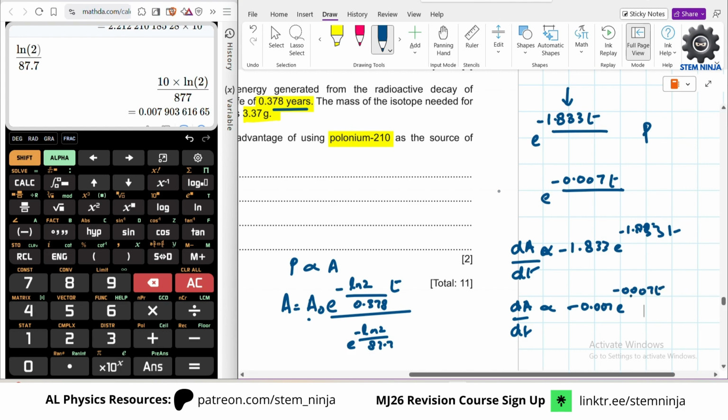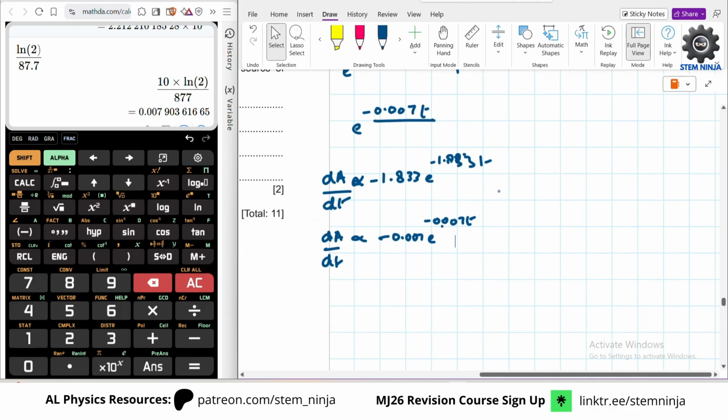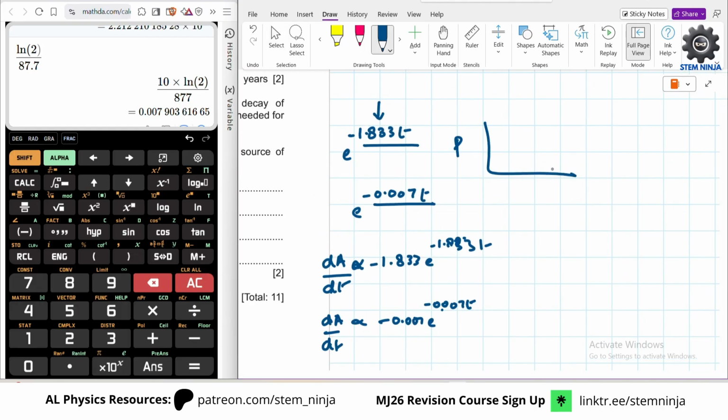Now, why does it matter? Because the graph is changing this way. So this constant changes the graph. It makes it steeper, as we have already seen. This thing and this thing actually changes this. So this is this one.